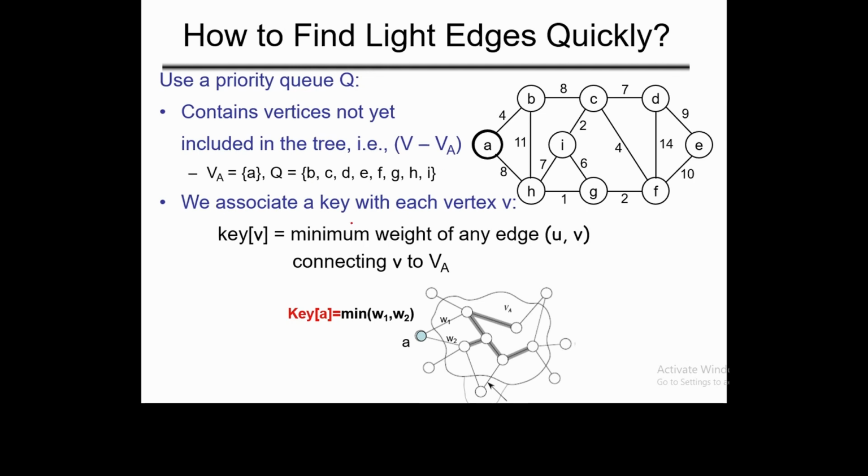Okay, so we associate a key with each vertex V, and the key of V will be the minimum weight of any edge (U, V) connecting V to VA. So that will be the key. Initially all the vertices will be in the priority queue, and all the vertices will have a key, and the key will be the minimum edge weight. Based on that, we remove the vertex with the minimum edge weight from the queue, and that will be added into the vertex set of the spanning tree.